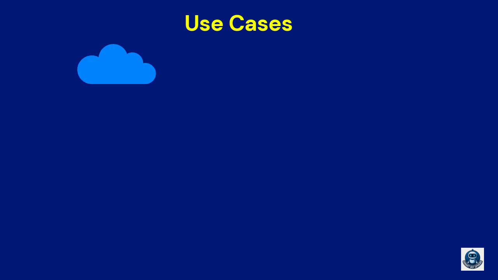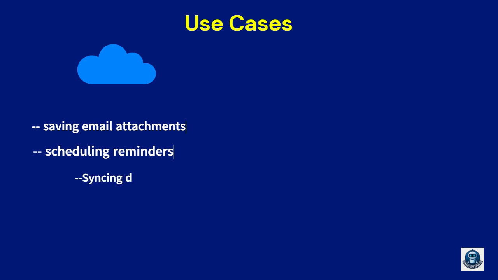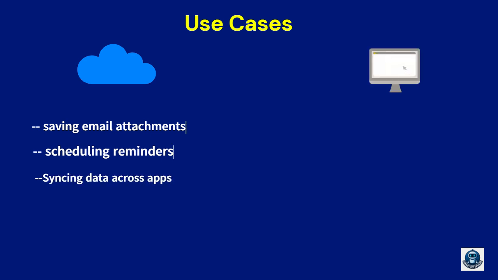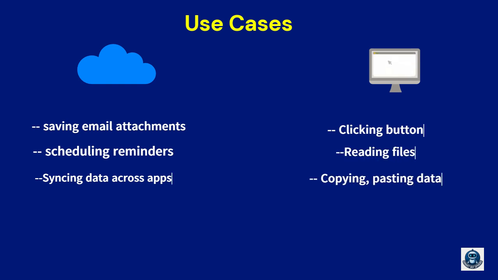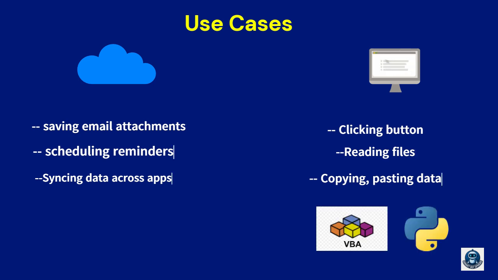Use cloud flows for things like saving email attachments, scheduling reminders, or syncing data across apps. Use desktop flows for clicking buttons, reading files, copying data, basically anything you do manually on your PC. We can even run VBA or Python scripts from Power Automate Desktop.